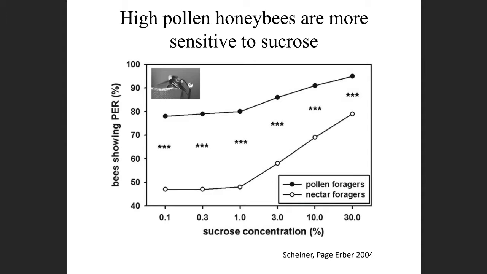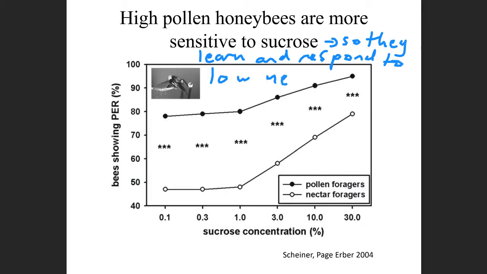And it's really interesting. So what happens is on the colony level, the high pollen honeybees are more sensitive to sucrose. So they learn and respond to low nectar flowers. So they're not getting nectar, but they're at least getting pollen.